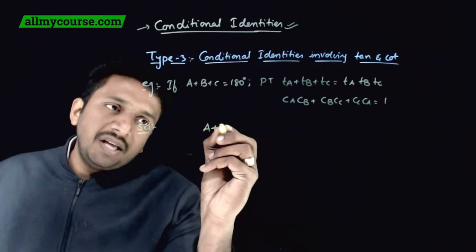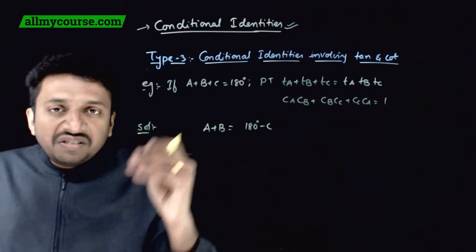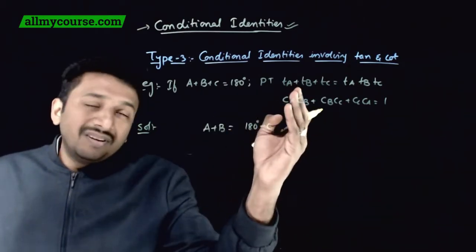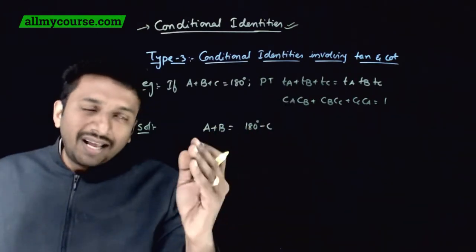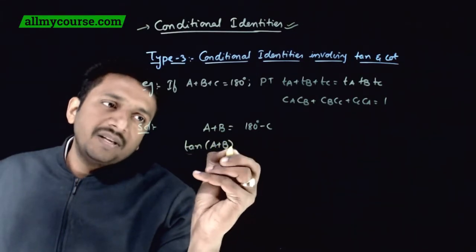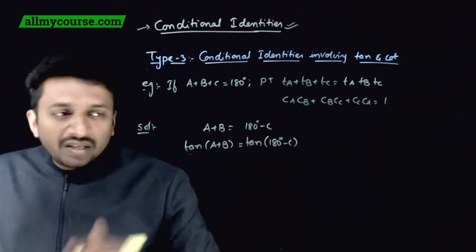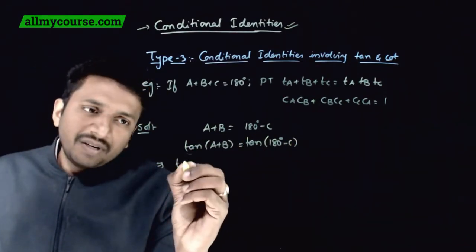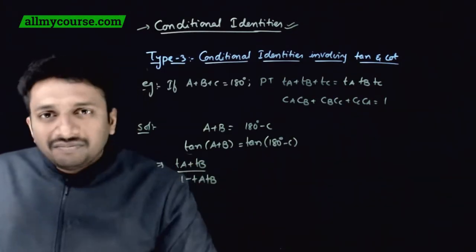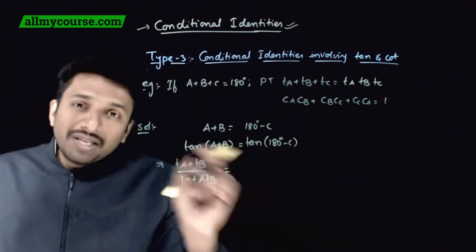So A plus B is equal to 180 degrees minus C, right? If A plus B plus C is equal to 180, A plus B is equal to 180 minus C. Now if I want to derive the tan property, I apply tan on both sides. So tan of A plus B is equal to tan of 180 degrees minus C. So what is tan A plus B? Tan A plus tan B by 1 minus tan A tan B, compound angle formula, is equal to tan 180 minus C.